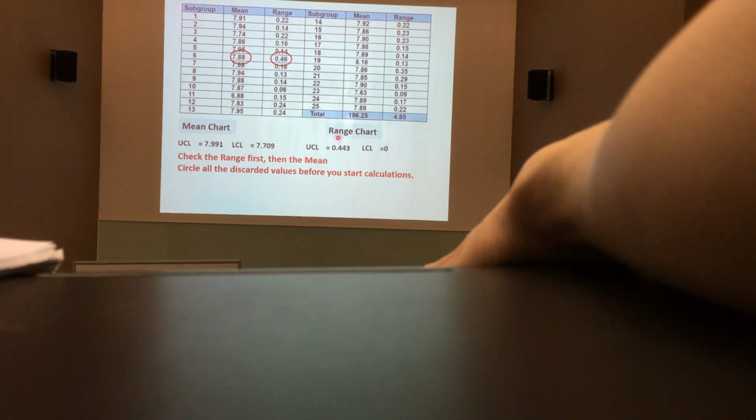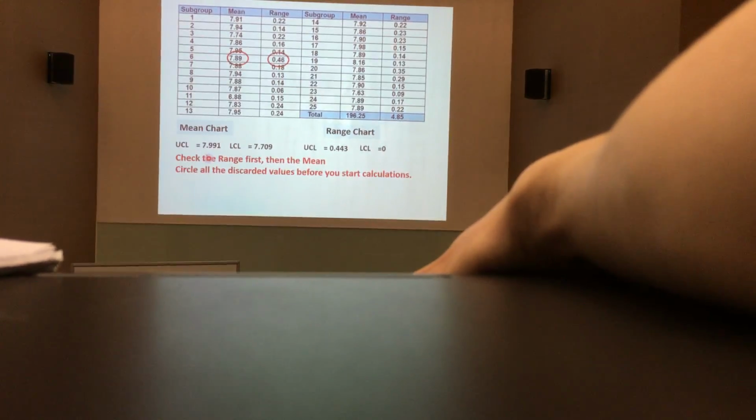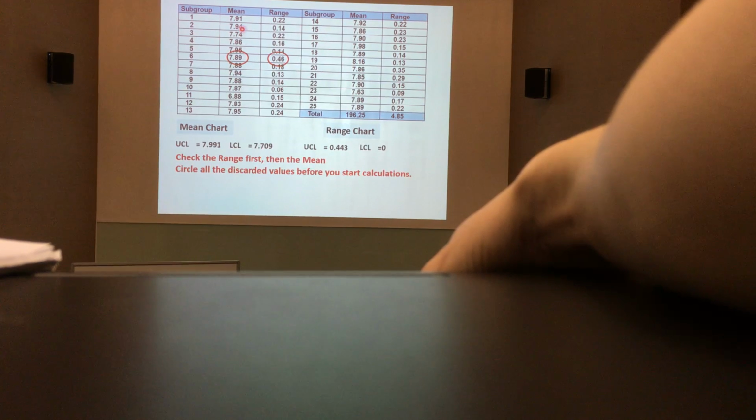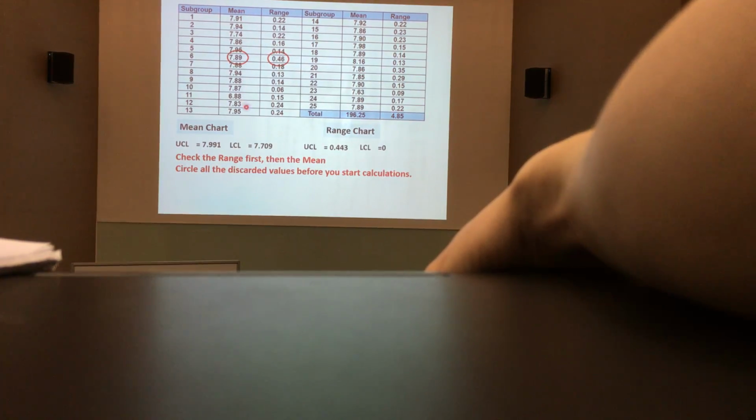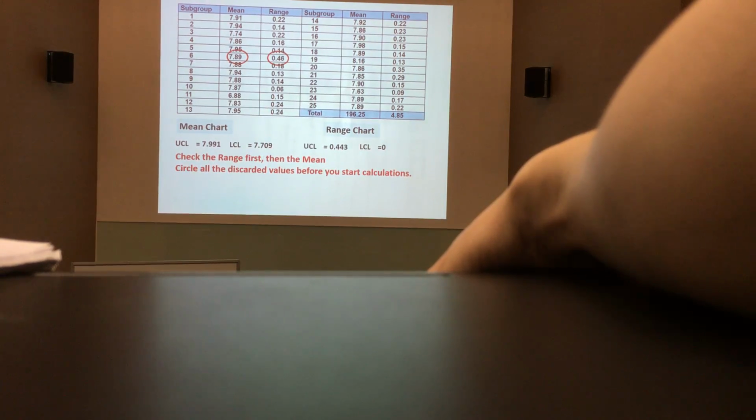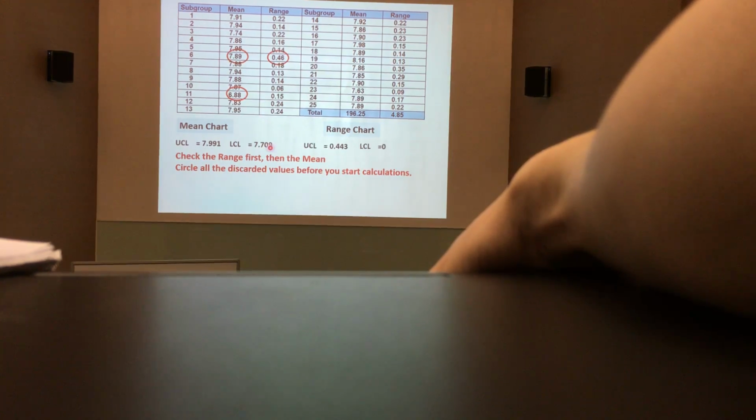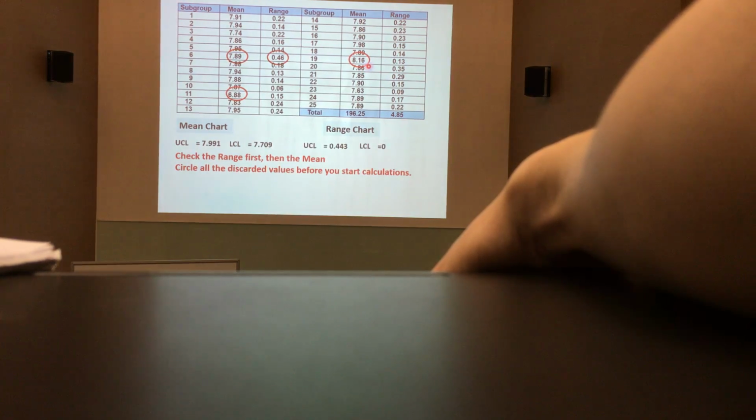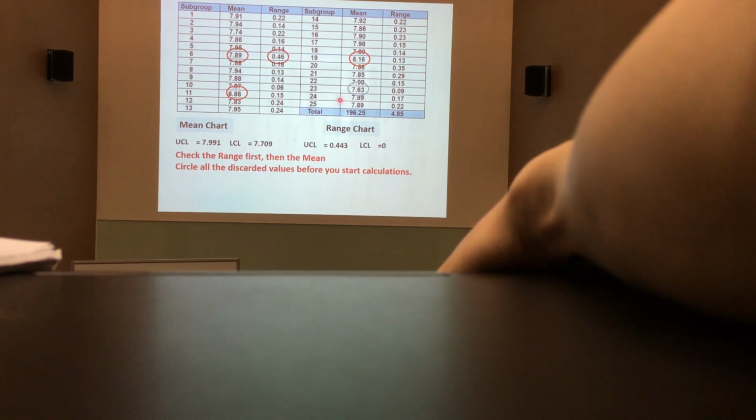Next we go to the mean. The highest value is 7.991, the lowest value is 7.709. Anything bigger than 7.991 or lower than 7.709, you circle. This one here is smaller, this one here is bigger, and this one here is smaller. You see, I circle this one gray.